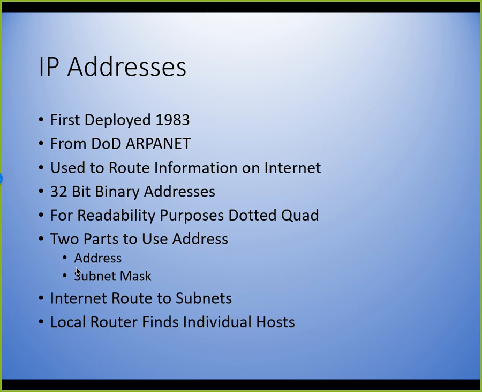Two parts of the address. We haven't talked about that yet. One of them's going to be the address itself, the 192.168.1.0 or 1.2 or 1.3 or whatever. The other part written underneath it is this thing called the subnet mask, which is a string of ones followed by a string of zeros. And what we do with that is tell the computer how much of the address is network and how much is unique host identification.